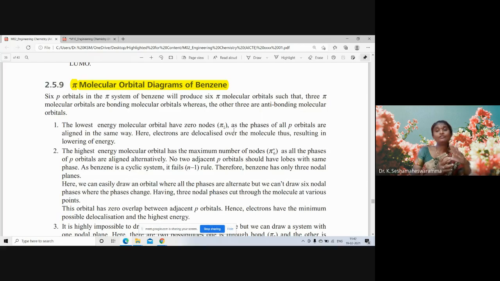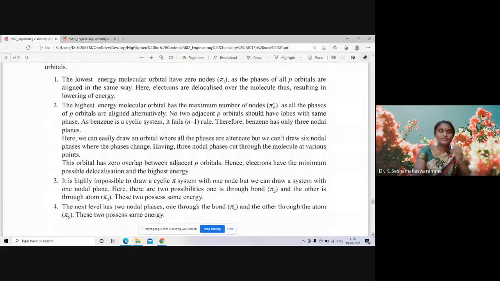Like butadiene, in 4, 2 are bonding, 2 are anti-bonding. In benzene, in total 6, 3 are bonding molecular orbitals, 3 are anti-bonding molecular orbitals. The lowest energy molecular orbital has 0 nodes, that is the pi 1. The phases of all p orbitals are aligned in the same way. Here electrons are delocalized over the molecule, thus resulting in lowering of energy.